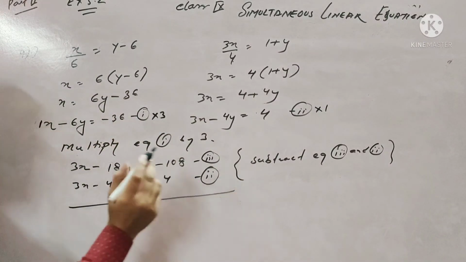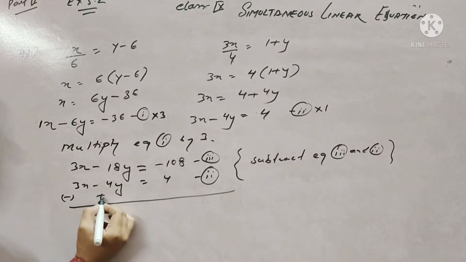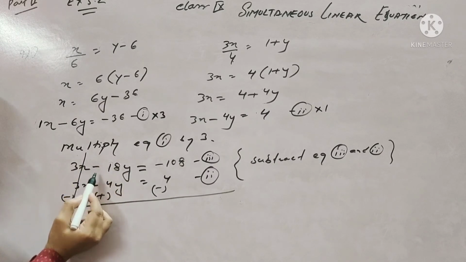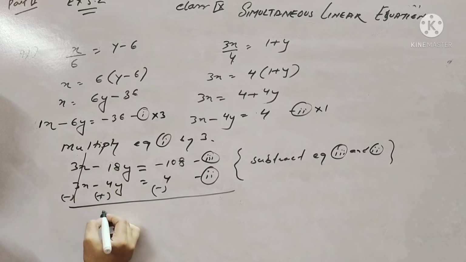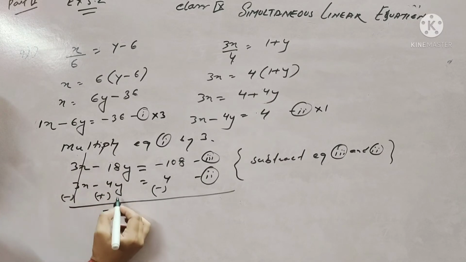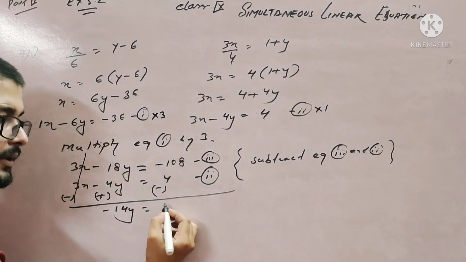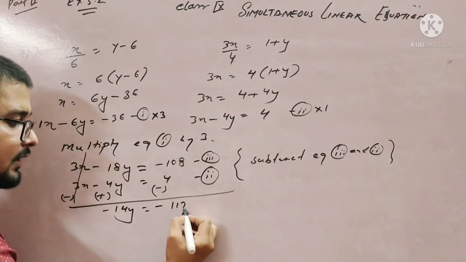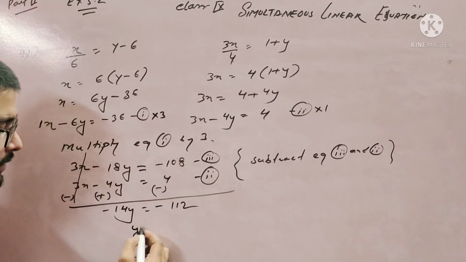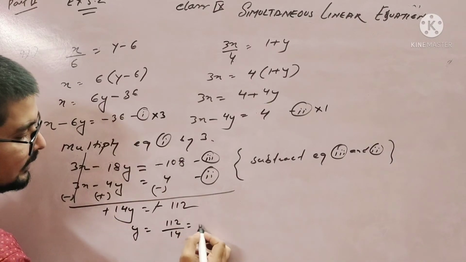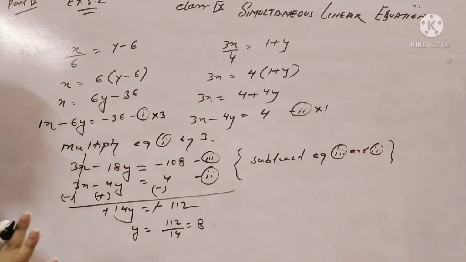You see, during subtraction the sign gets changed. Plus minus cancel, minus plus minus gives the bigger value sign, minus 18 plus 4, that is minus 14y, minus plus gives the bigger value sign, that is 112. So minus minus cancel, y equals 112 by 14, that is 8. Then we get the value of y.